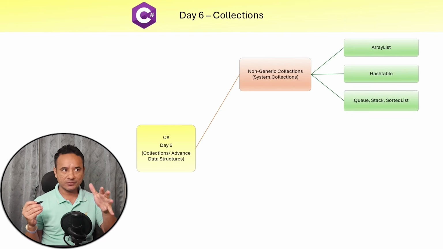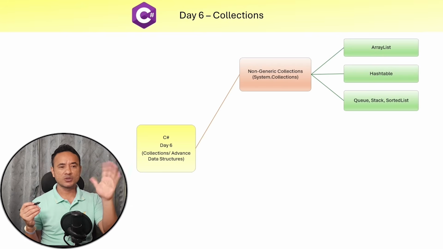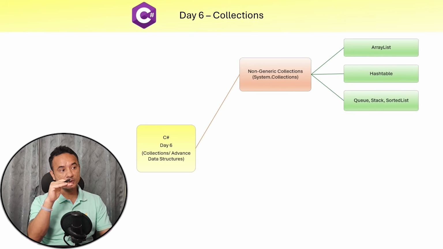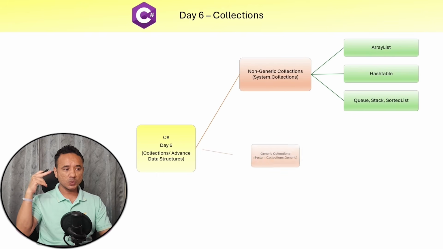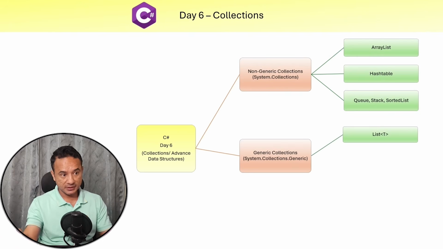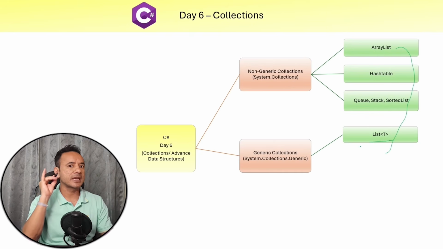Queue and Stack work based on FIFO and LIFO, and SortedList will sort the list. But these are non-generic, and there are generic collections also. Generic collections are type safe, support generics, and are much faster. For example, List is almost similar to ArrayList, but the difference is it is type safe.